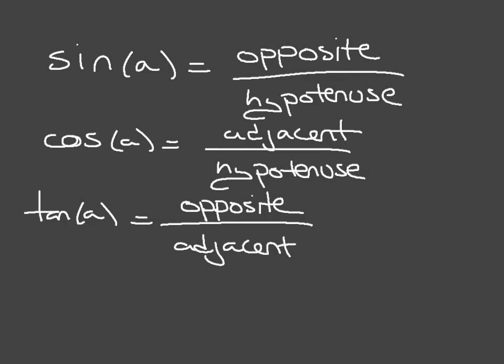And to make things a little simpler, we're just going to write opposite as capital O and hypotenuse as capital H. Similarly, for cosine of A, we'll write adjacent as capital A, and again hypotenuse as capital H. And finally, for tangent of A, we'll write opposite as capital O divided by adjacent capital A. It just makes things a little easier.